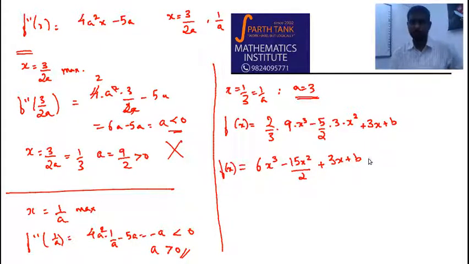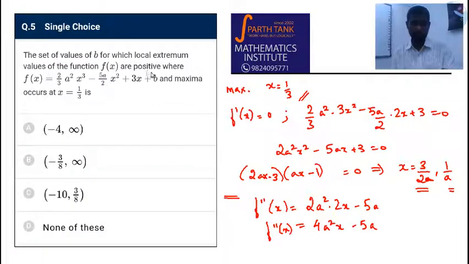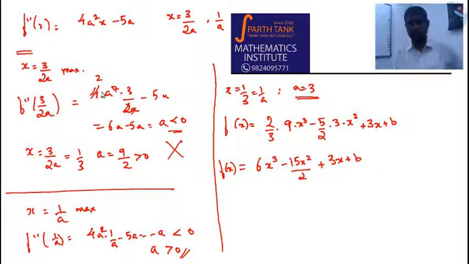Alright. Now from this they have asked us what should be the values of b for which the local extremum are positive. That is, the local minima and local maxima are positive. Okay. What will be the value of local maxima? By the way, a is 3, then the other value of x, this x is 3 by 2a becomes 3 by 2 into 3, 1 by 2. At this point it has to be minimum.